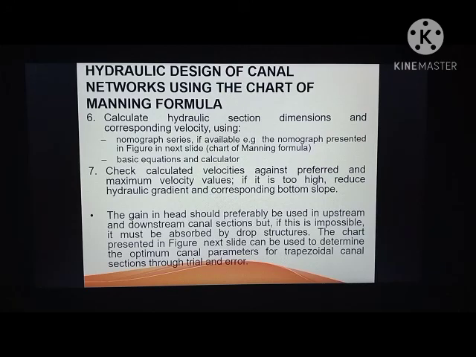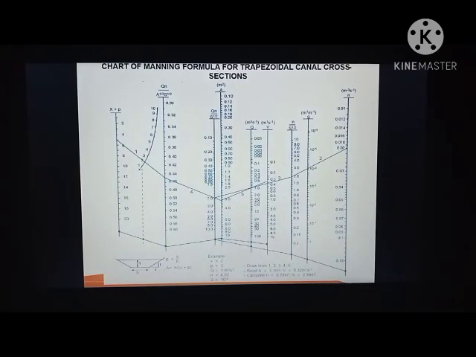The gain in head should preferably be used in upstream and downstream canal sections, but if this is impossible, it must be absorbed by drop structures. The chart represented in the figure can be used to determine the optimum canal parameters for trapezoidal canal sections through trial and error. This is the chart of Manning formula for trapezoidal canal cross section.